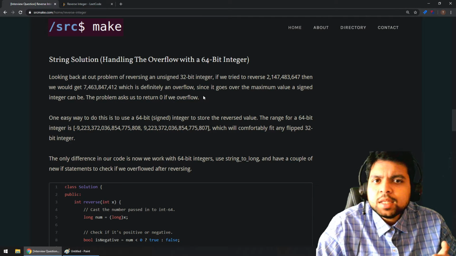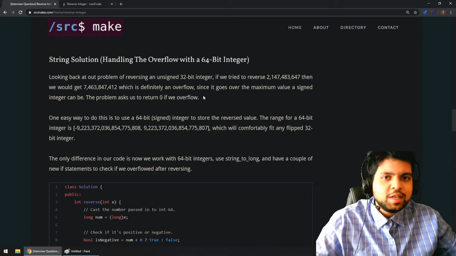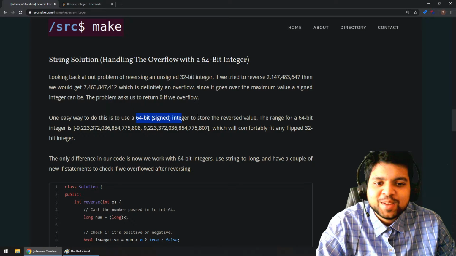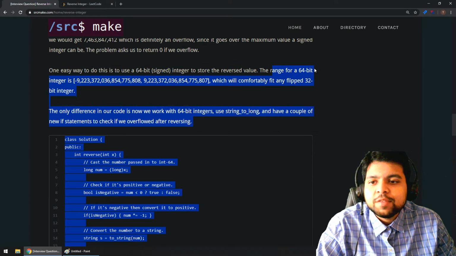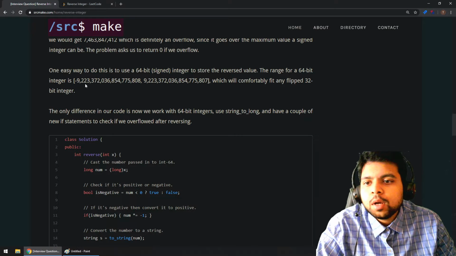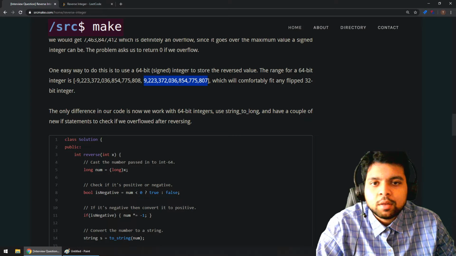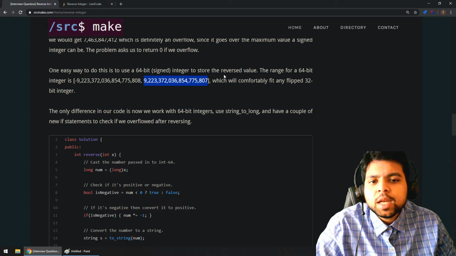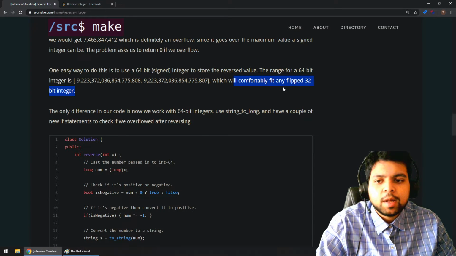So one easy way to handle these overflows is to use an even bigger integer. We can use a 64-bit signed integer to store the reversed value. And so the range for a 64-bit integer, it's the same calculations as before, but this huge number would be the negative, and you can go in between this value and this value. This is obviously higher than like 7.2 billion. So a 64-bit integer will comfortably be able to fit any reversed 32-bit integer. So if we use a 64-bit integer, we can solve this problem very easily.